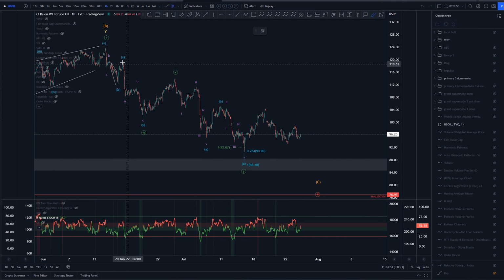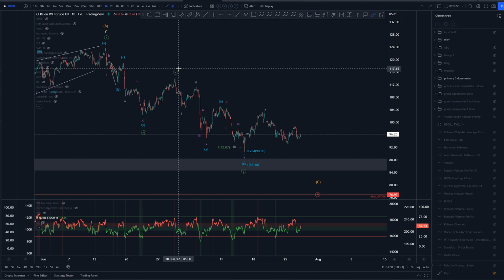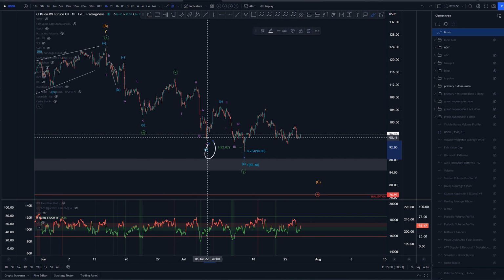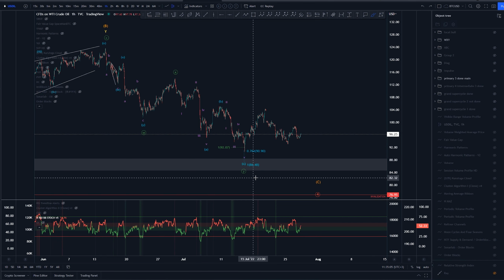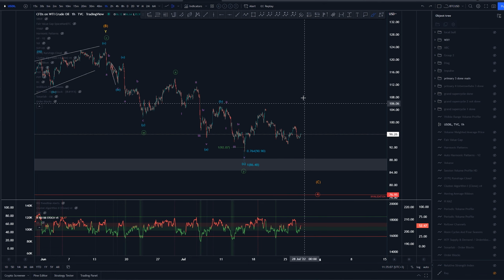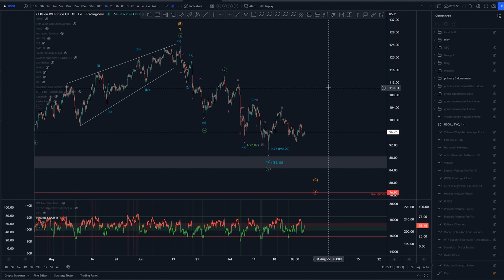WXY, way better looking, saying that we have a WXY into W, 3 ways into X, and 1, 2, 3, 4, 5 into an A, 3 ways into B, and then 1, 2, 3, 4, 5 into wave C, completing the wave Y overall of this structure and completing the whole WXY in itself.